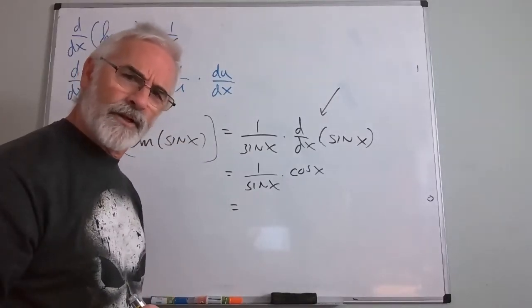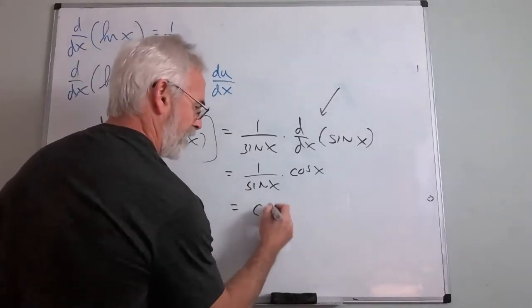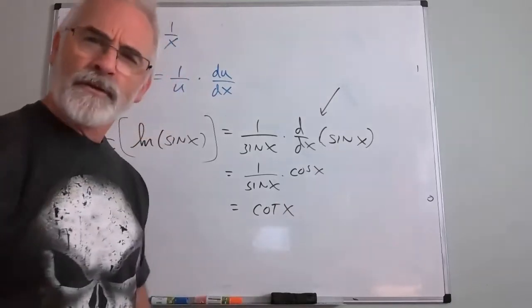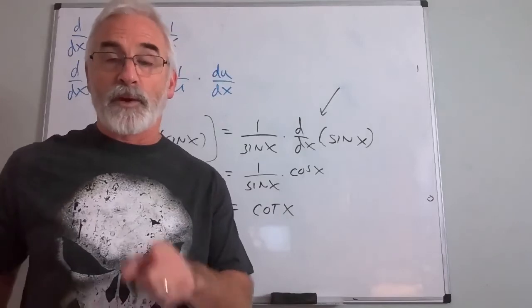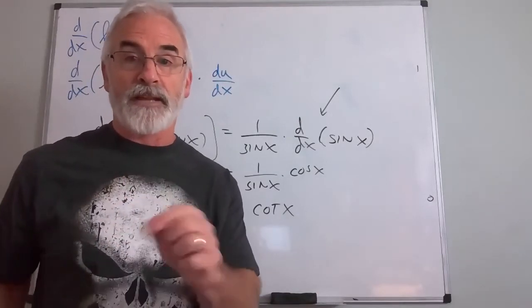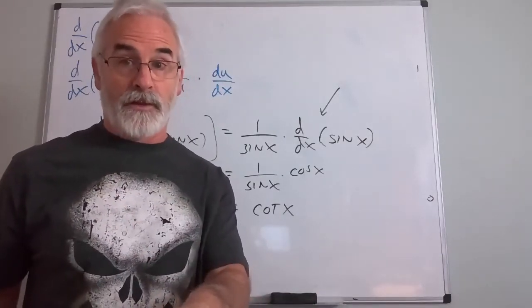Cos over sine is tan. Cotangent. Oh, hold the phone. Okay, wait a minute. We learned all six trig functions' derivatives. We learned how to differentiate sine, cosine, tangent, cotangent, secant, cosecant.